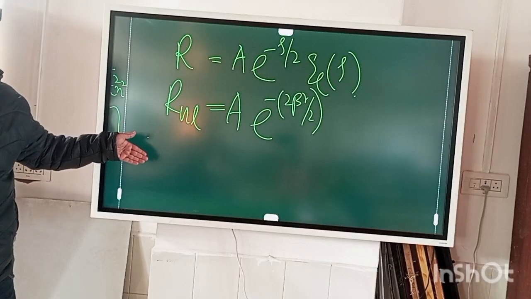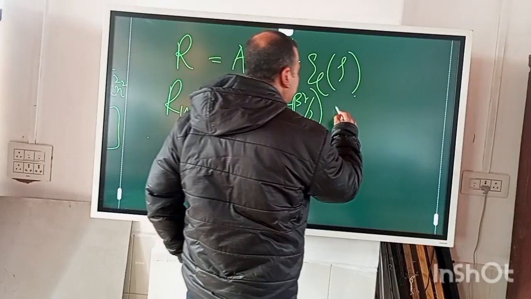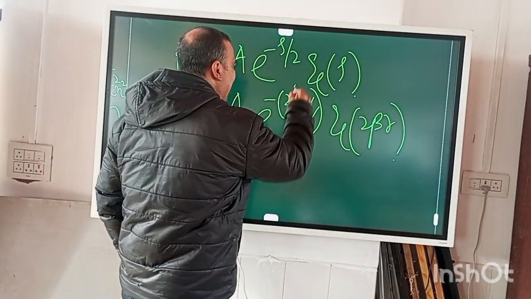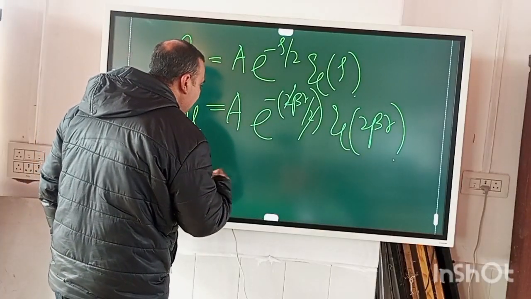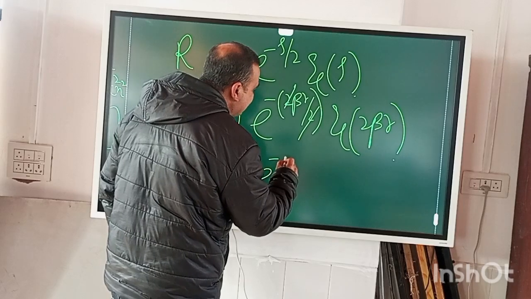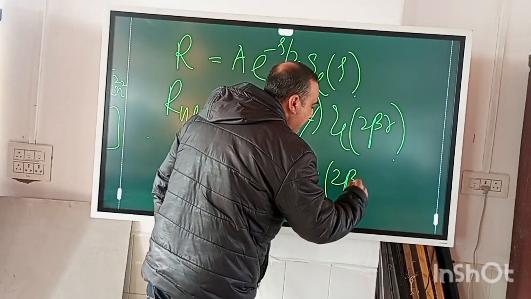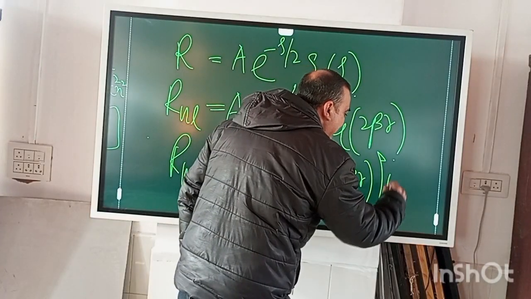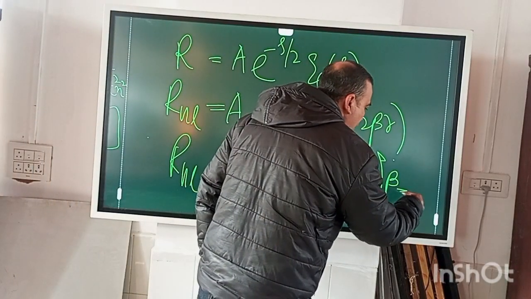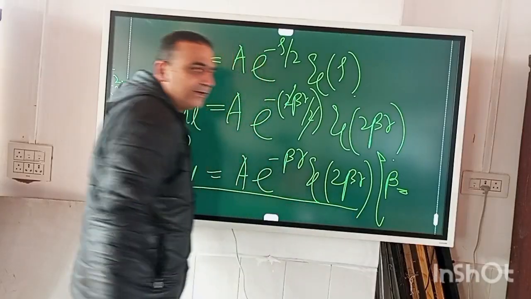This is the wave function of the hydrogen atom. The radial wave function I'm writing here, times zeta of 2 beta r. So you can cancel this and this. So R and L will lead to e to the power of minus beta r zeta of 2 beta r, where we know the value of beta. We can do that, right? So this will be our radial wave function.